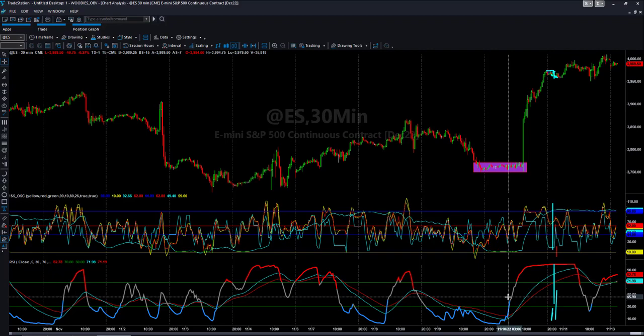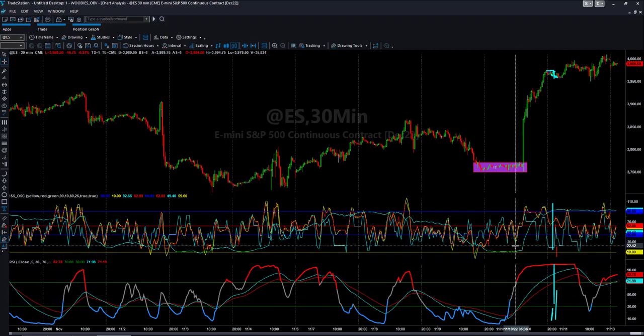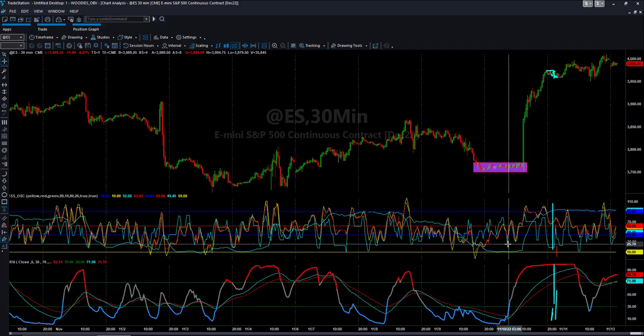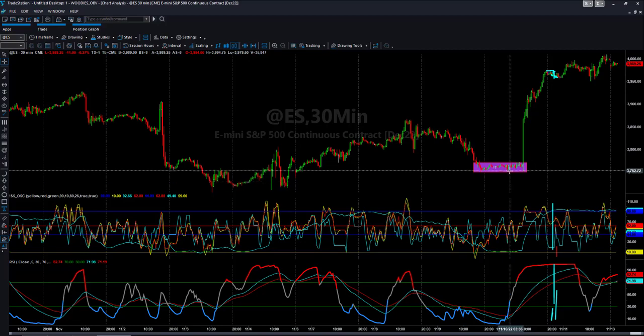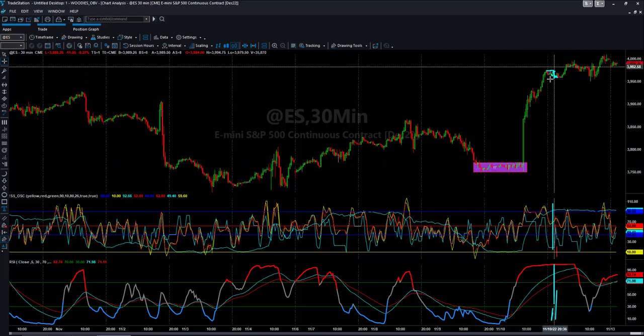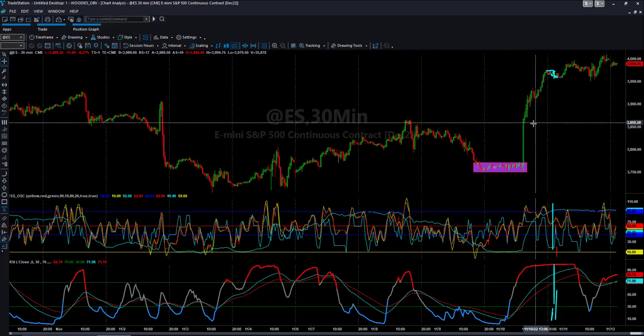So again, this one also worked out very well. This was oversold, not completely super oversold, but this volume was going through. You could have entered here, you got a good ES options. This is $10,000 right there in half a day.